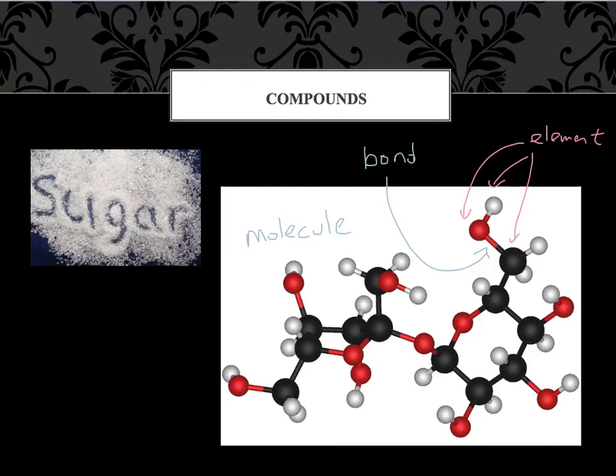So we start off with the basic building blocks, okay, single atoms of a particular element. We bond them together chemically, and we wind up with this large thing that's called a compound, or a single molecule.